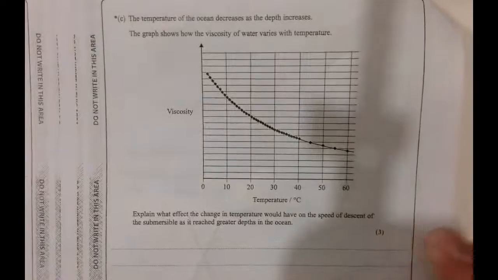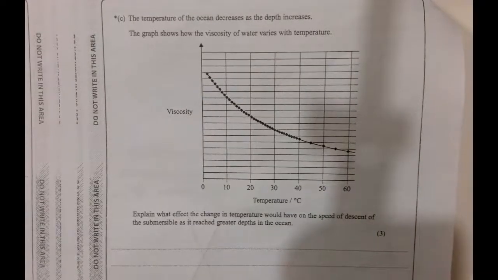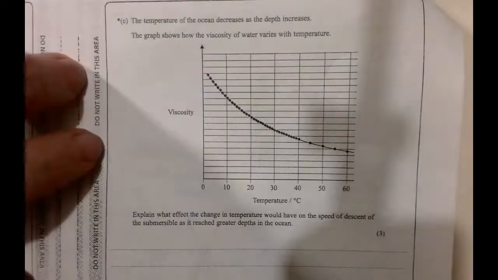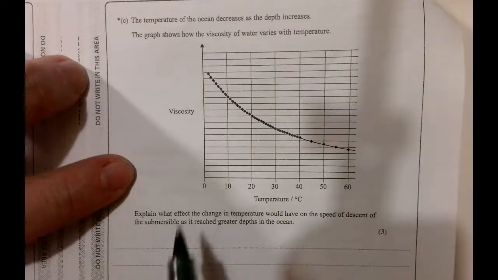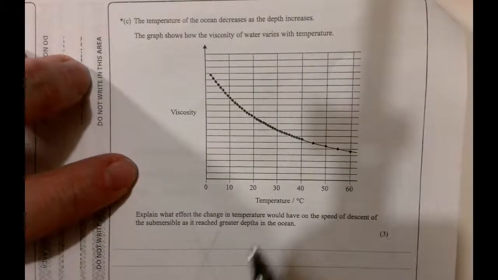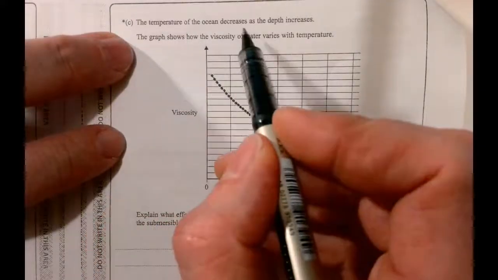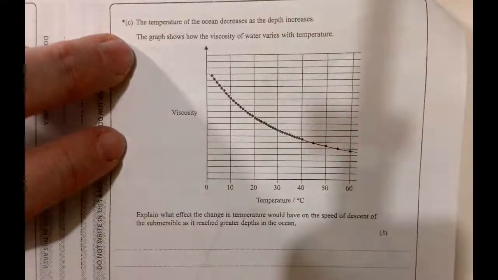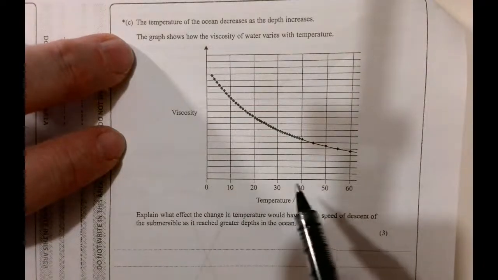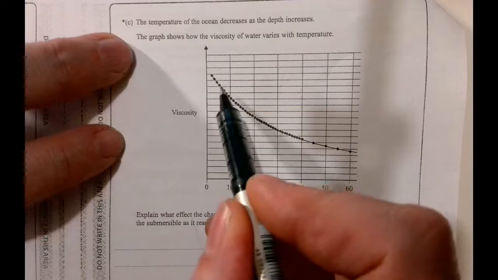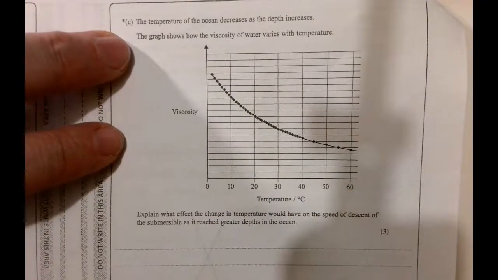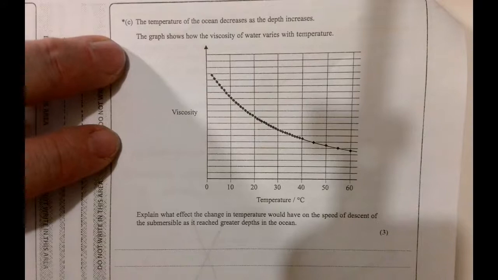And then the final question. This final question is really easy if you read the question. About half the class read the question and the other half didn't. People that went wrong just went, oh look, a graph, I'll describe it. As the temperature increases, the viscosity decreases. But that's not what the question's saying. The question's saying that as you go down in the ocean, the temperature gets colder. So as the temperature gets colder, the viscosity increases. And you should be able to think how that's going to affect the falling through the water.